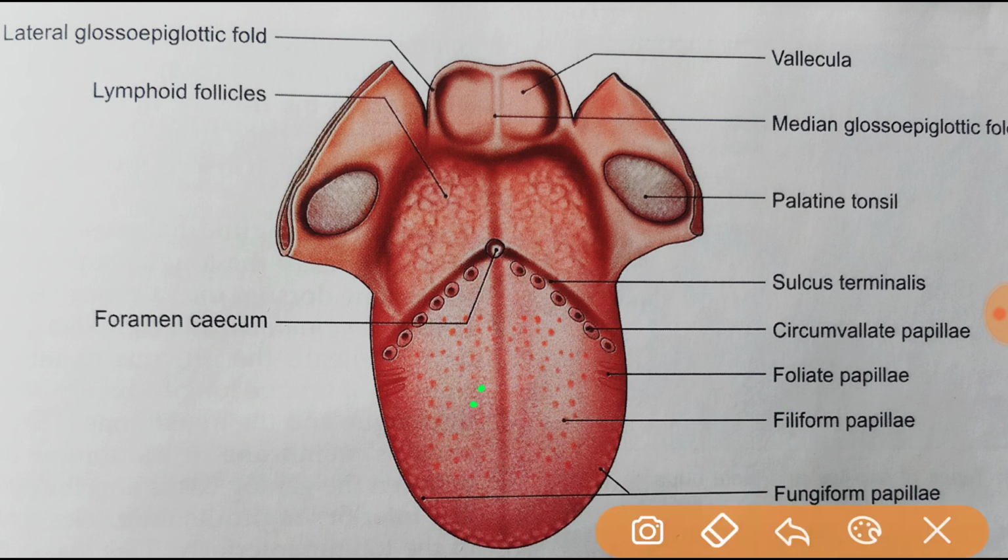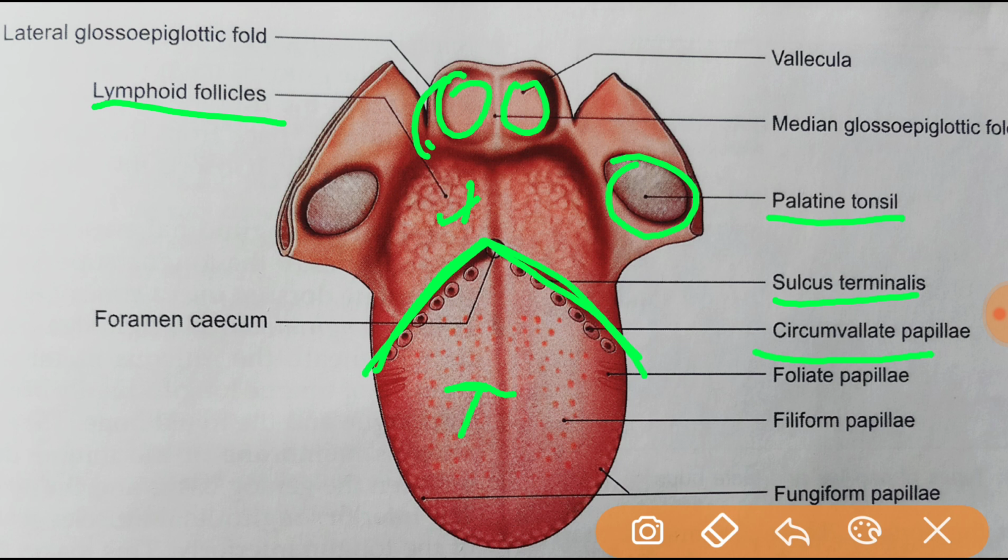The anterior and posterior parts are separated by an elevation-like structure known as the sulcus terminalis, and anterior to the sulcus terminalis are the circumvallate papillae. In the posterior part there are lymphoid follicles. Here, if you look in the mouth, this is the lateral palatine tonsil, and the posterior most part has the vallecula on both sides. The upper ridge-like structure is the lateral glossoepiglottic fold, and between the valleculae is the median glossoepiglottic fold.